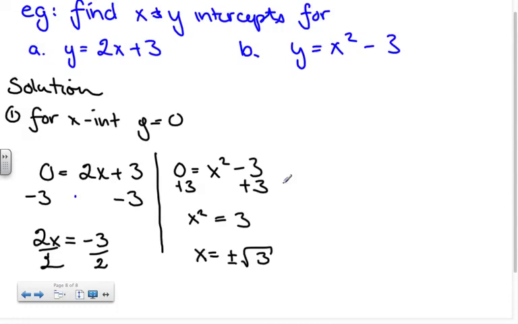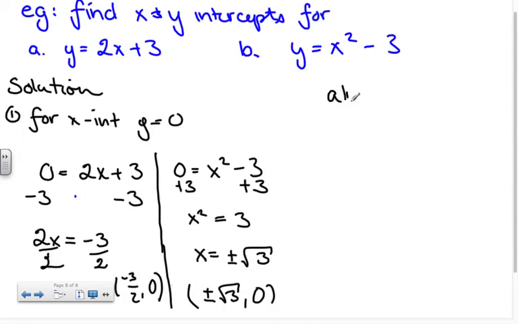The reason it is positive and negative is, of course, because if you multiply two negative numbers, you get a positive number. So you always account for both numbers when you're working with the squared function. So in the second situation, I have plus or minus square root of 3, comma 0. In the first situation, I have negative 3 halves, comma 0. Whenever I ask for intercepts, they're always points. So make sure you write it in ordered pair form.